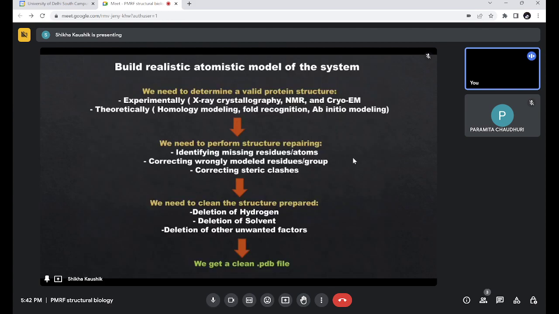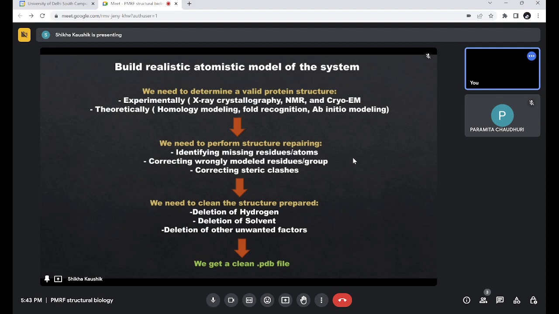So how do you build a realistic atomistic model of a system? The first thing is we need to determine a valid protein structure. For example, like I gave you an example of an enzyme, inactivity of an enzyme due to mutation. Before understanding the inactivity which happened due to a mutation, you need to have the original structure, and that original structure you can achieve experimentally or theoretically.